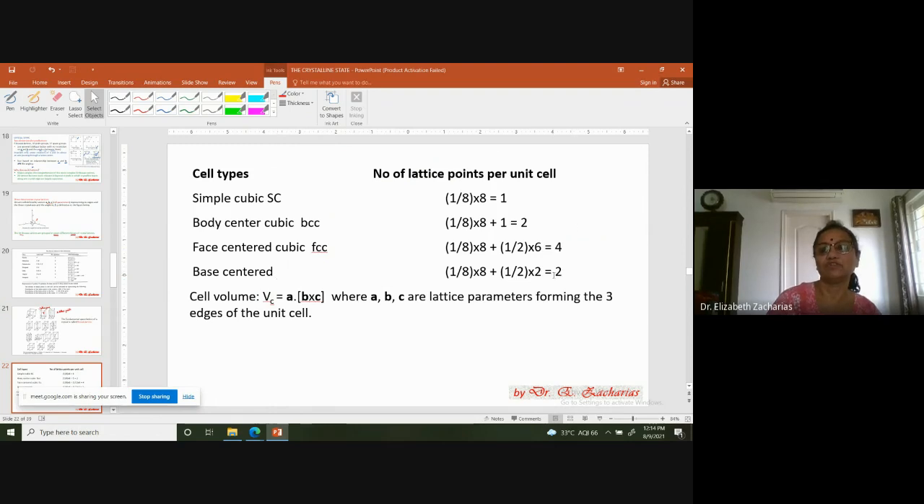So the number of lattice points associated with the cells are given to you. Cell volume is what I discussed last time. It is A dot B cross C. I'll stop here.